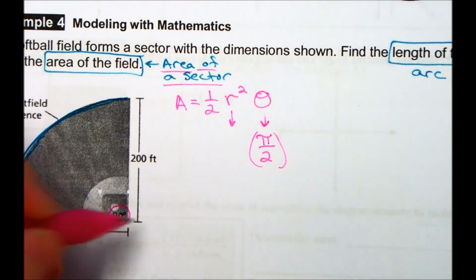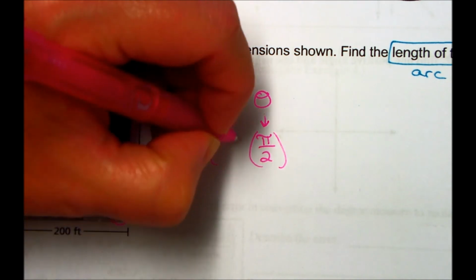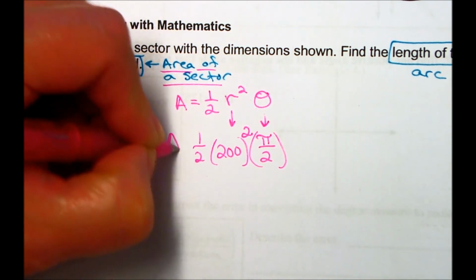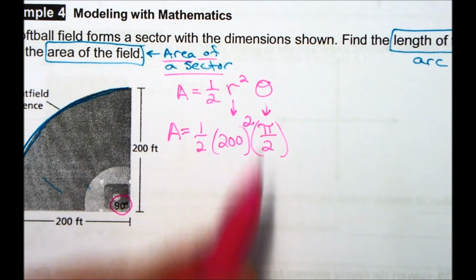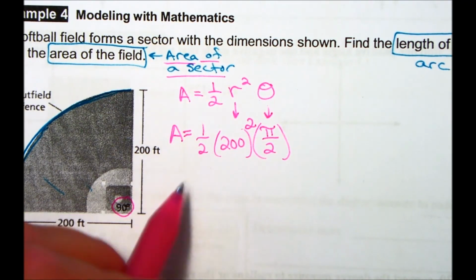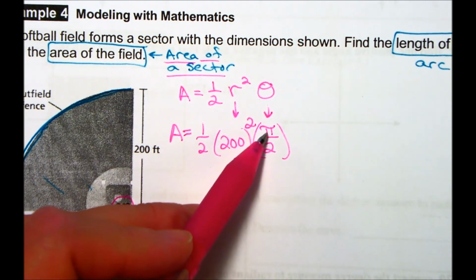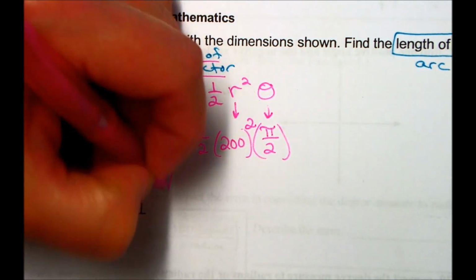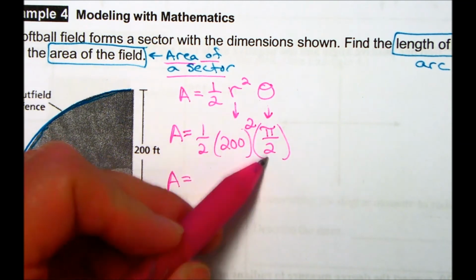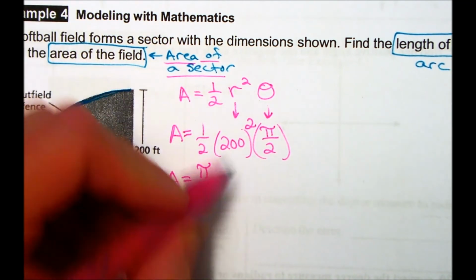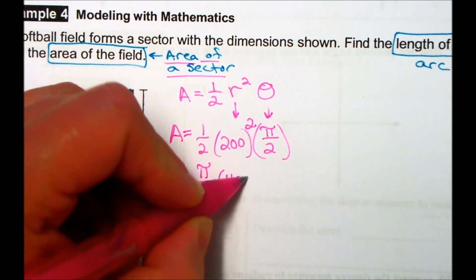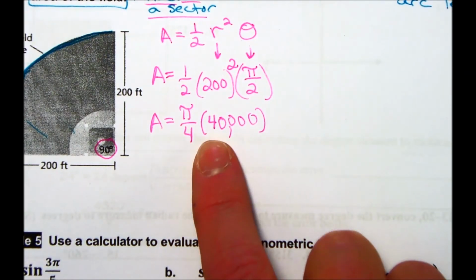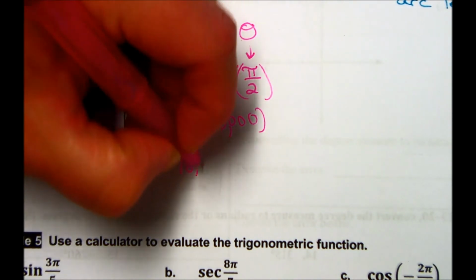The radius is 200 feet. But don't forget you have to square it. And then you have this 1/2 out front. So using our order of operations, make sure you square before you multiply by either one of these things. Although we could multiply the pi over 2 by the 1/2 first and then square the 200. I kind of like that idea. So the 1/2 of pi over 2 would equal pi over 4. 200 squared would be 4 with 4 zeros, or 40,000. So then the 4's would reduce and we would get 10,000 pi.